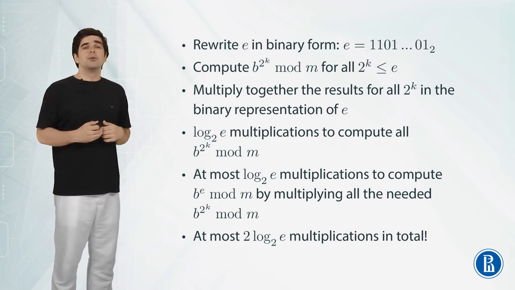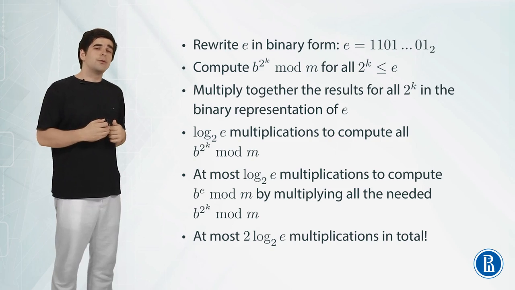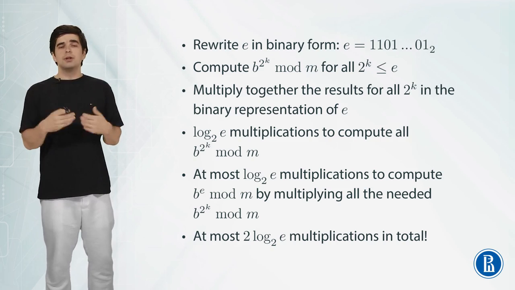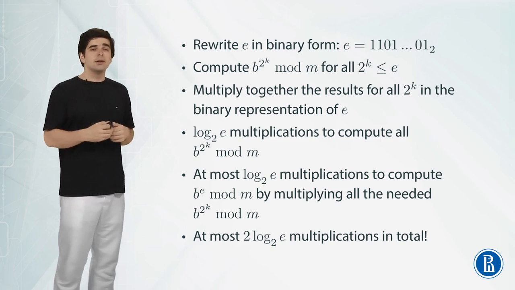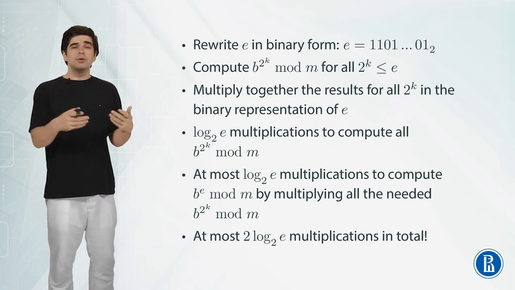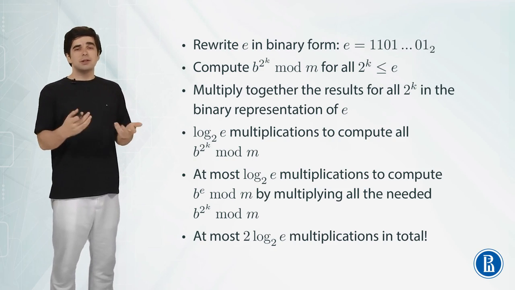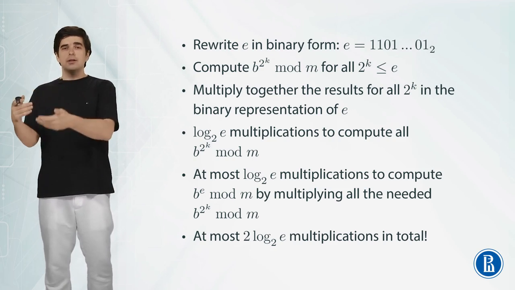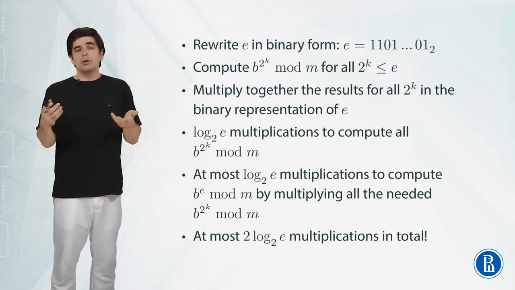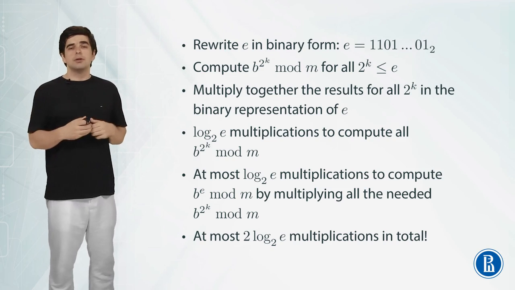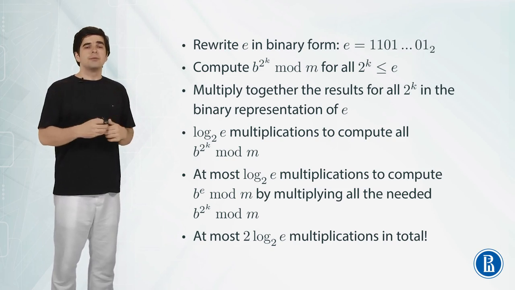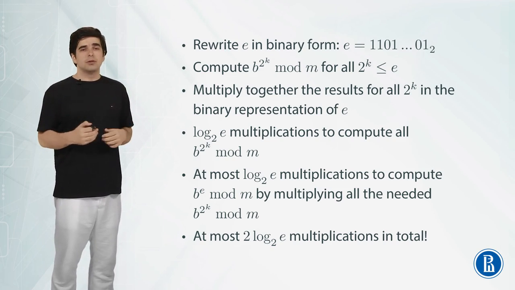So first we spend binary logarithm of e multiplications to compute all the b to the powers of 2 which are less than e, and then additionally at most binary logarithm of e multiplications to compute b to the power of e modulo m itself by multiplying all the needed b to the 2 to the kth modulo m for all k which are in the binary representation of e. So in total we will do at most 2 times binary logarithm of e multiplications.